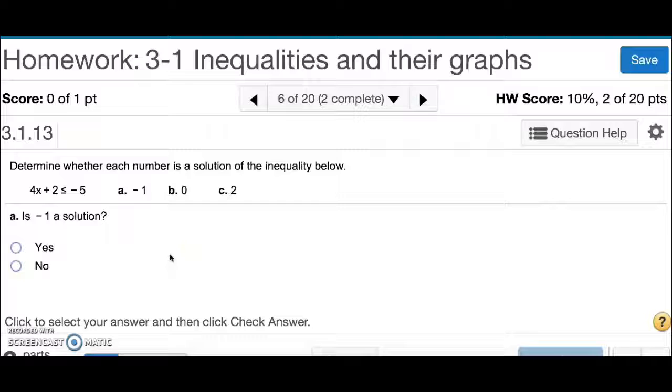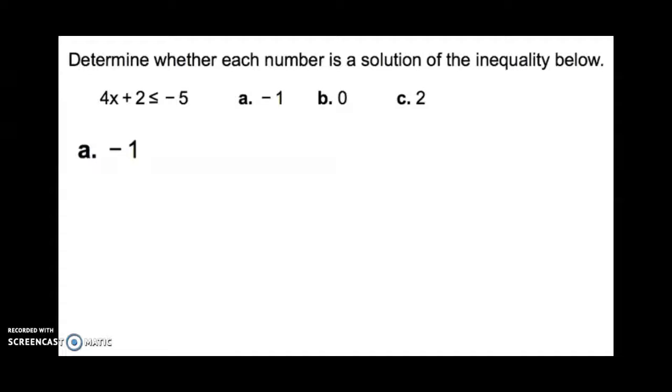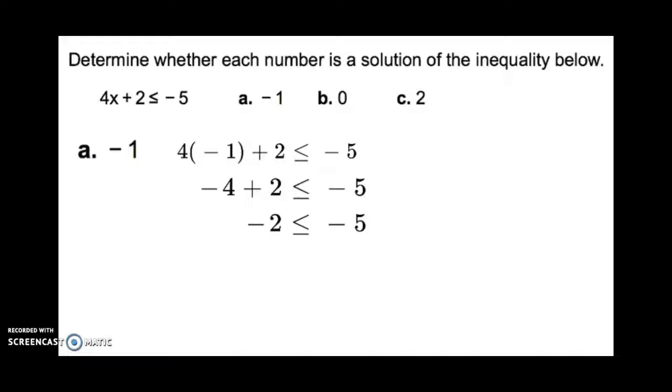Going to number 6, determine whether each number is a solution of the inequality below. So what we need to do is substitute each of these numbers in for X and see if we get a true inequality. So let's take a closer look and see. Substituting in -1 for X, we have 4 times -1, which is -4, plus 2 is less than or equal to -5. -4 plus 2 is -2, is less than or equal to -5. And that's not true. -2 is not less than -5, and -2 is not equal to -5. So our answer is going to be no for A.